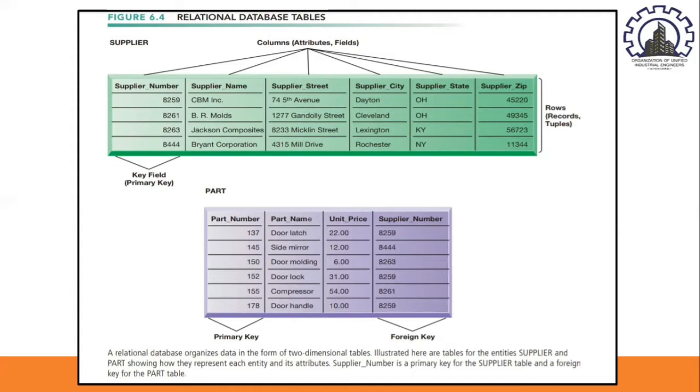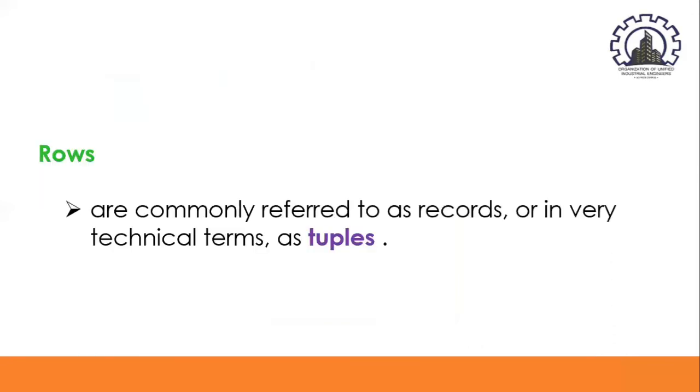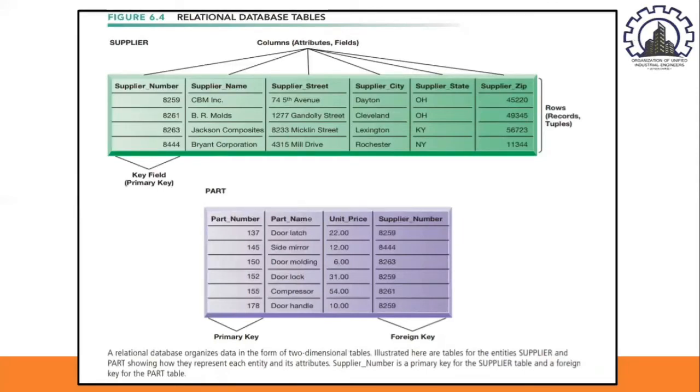Fields in a relational database are also called columns. Take note. For the entity supplier, the supplier identification number, name, street, city, state, and even the zip code are stored as separate fields within the supplier table, and each field represents an attribute for the entity supplier. The actual information about a single supplier that resides in a table is called a row. Rows are commonly referred to as records, or in very technical terms as tuples. Now, let me go back to our figure. The field for supplier name in the supplier table uniquely identifies each record so that the record can be retrieved, updated, or sorted.